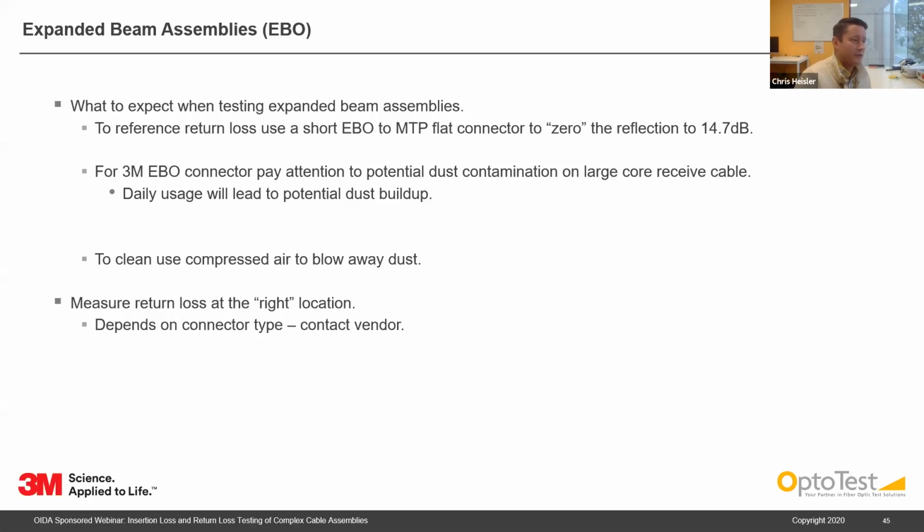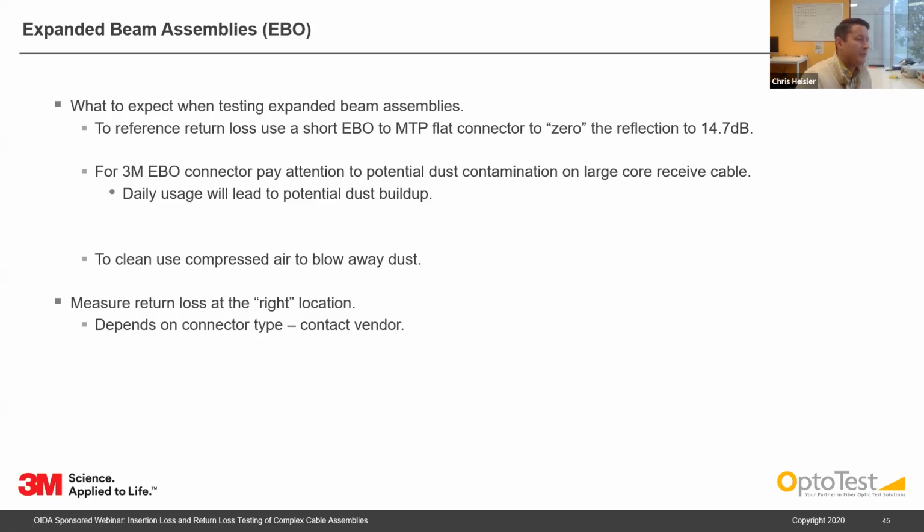Now, what to expect when we're testing expanded beam assemblies. To reference return loss, use a short EBO to MTP flat connector to zero the reflection to 14.7 dB. For the 3M EBO connector, pay attention to potential dust contamination on the large core receive cable. Daily usage of this cable will lead to potential dust buildup. To clean, use compressed air to blow away the dust.